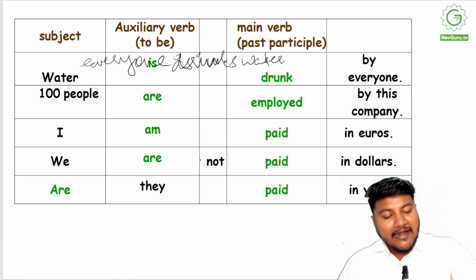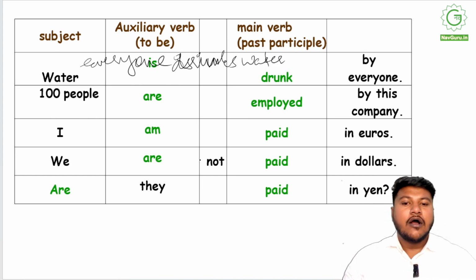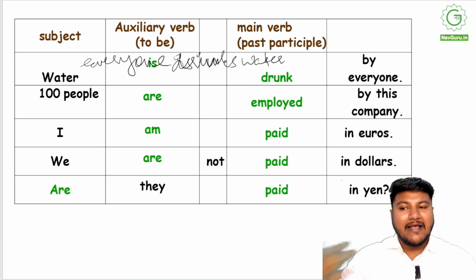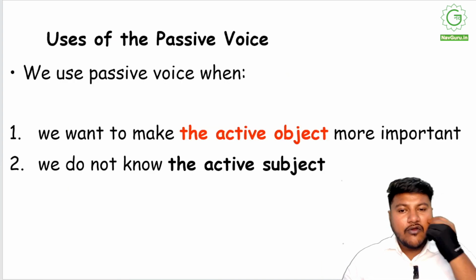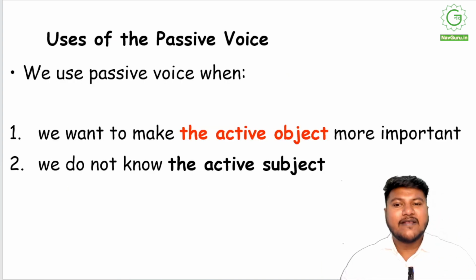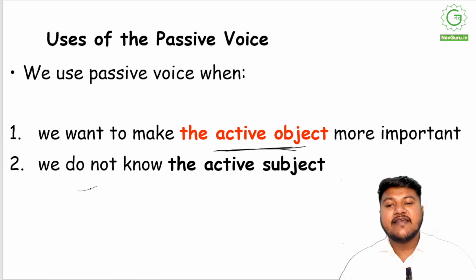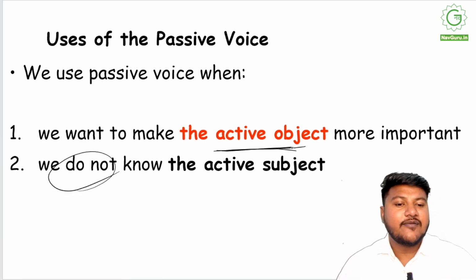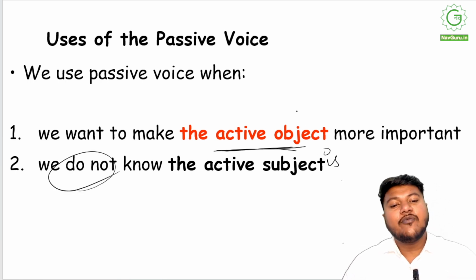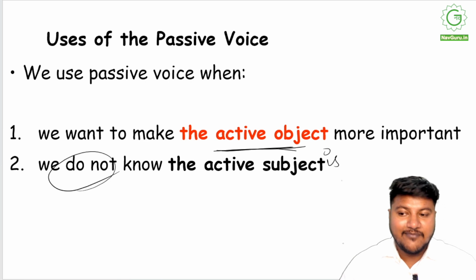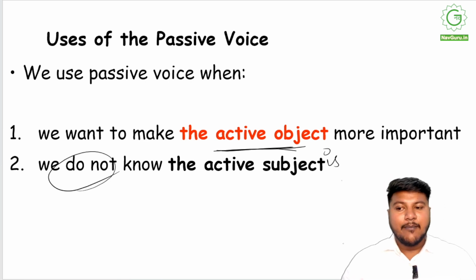So you have to learn to identify how passive sentences come into being, which sentences use passive voice, right? So when I look at the uses of passive voice, we use passive voice when we want to make the active object more important than the subject, or in the second case we do not know what the active subject is, right? So if we have to make the object more important than the subject, then we use the passive voice, or when we do not know what on earth the subject is, then we use passive voice.